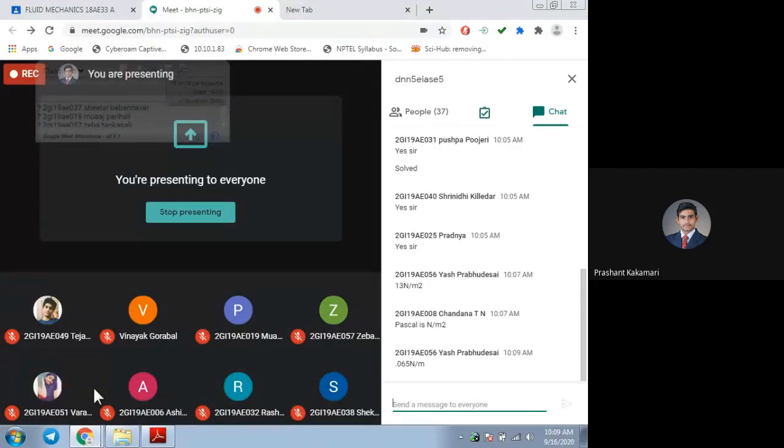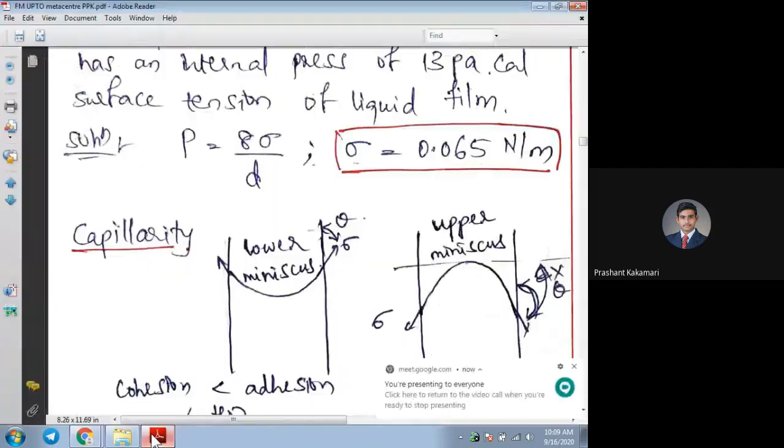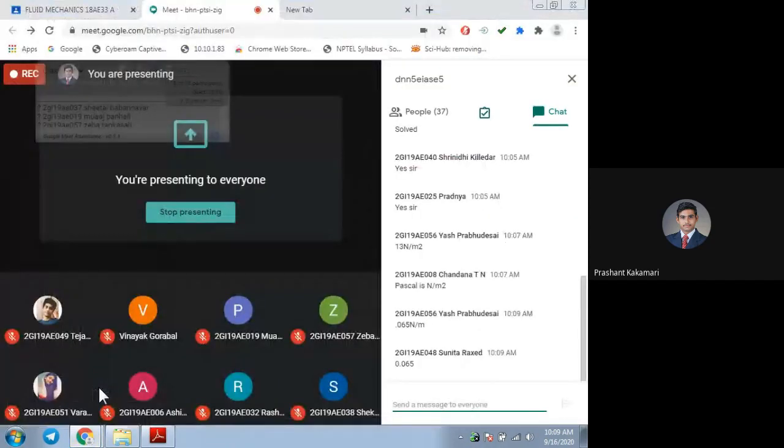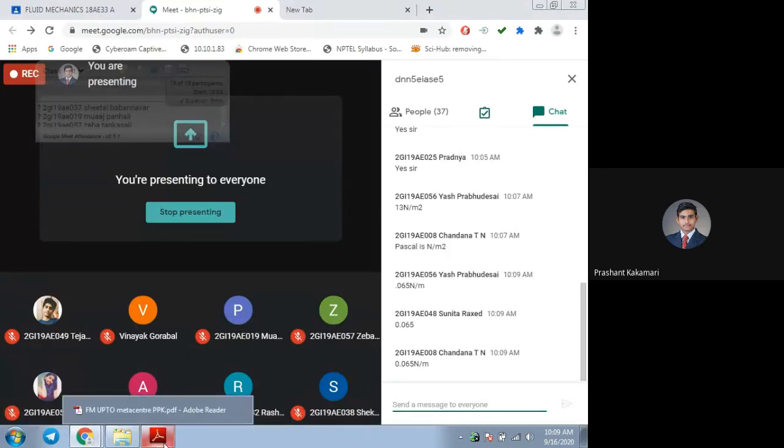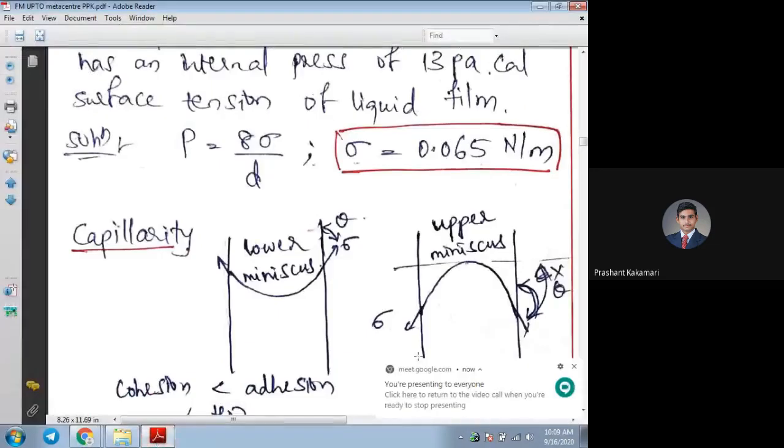Yes, Prabhu, 0.065 Newton per meter. Okay. One has got the answer. So I think the answer I have written is correct with respect to your calculation. So we'll now move on to the other topic. Some 3-4 members have given the reply. Thank you. So now we'll go to the other property, that is capillarity.